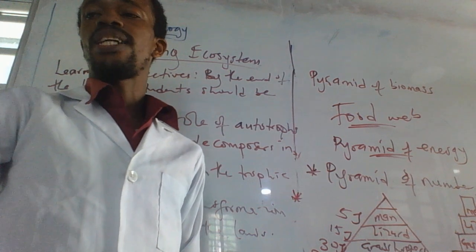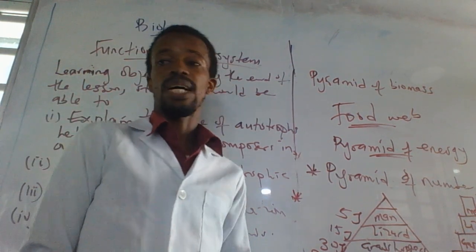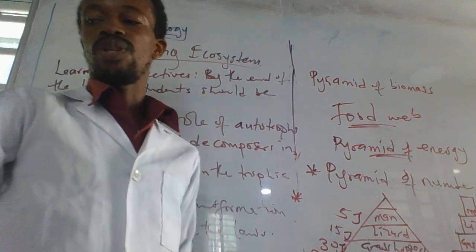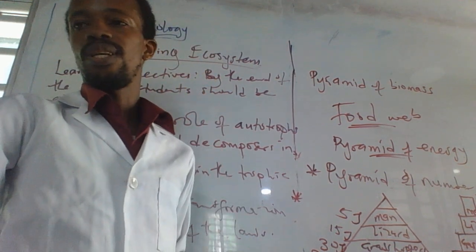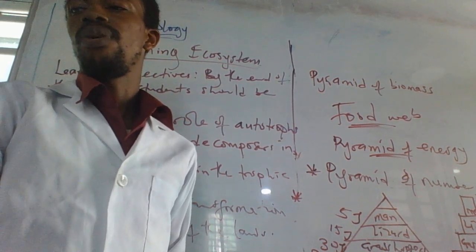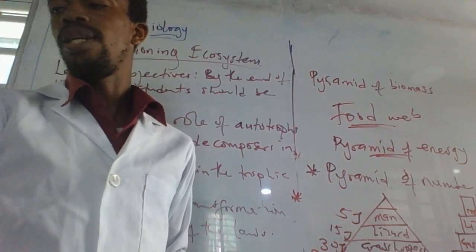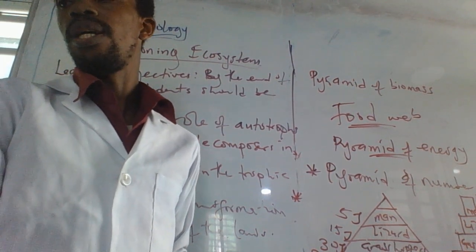So using the second law, as energy is transferred from one trophic level to another, what happens? Part of the energy is converted to heat, and it is lost to the environment. So I'm going to show you a picture on this that will explain more about the change in the energy.